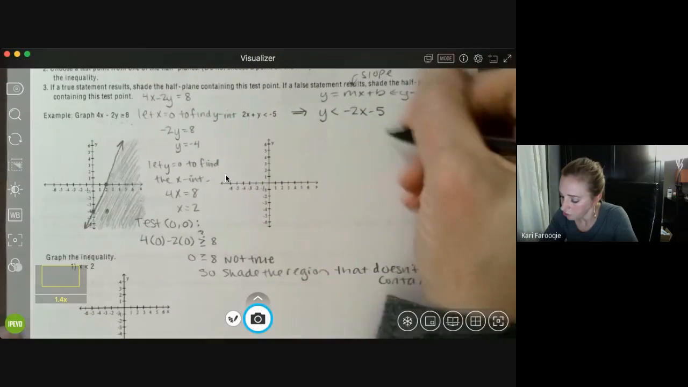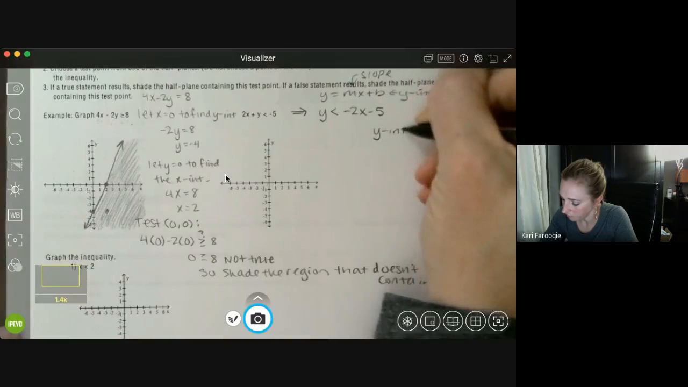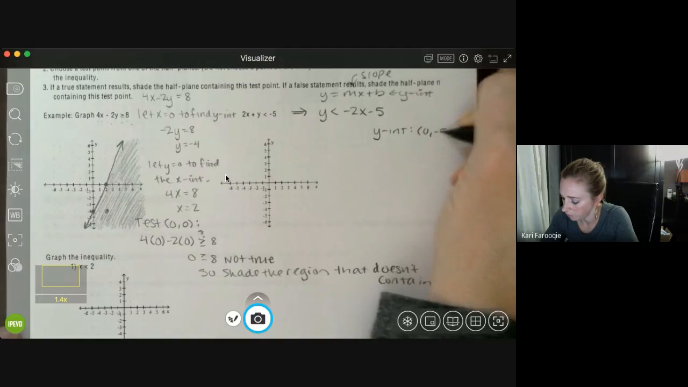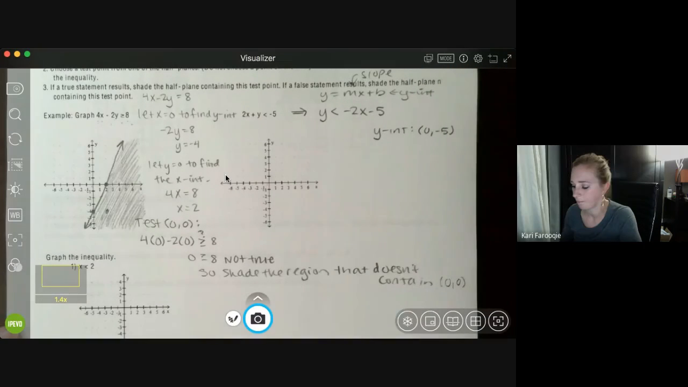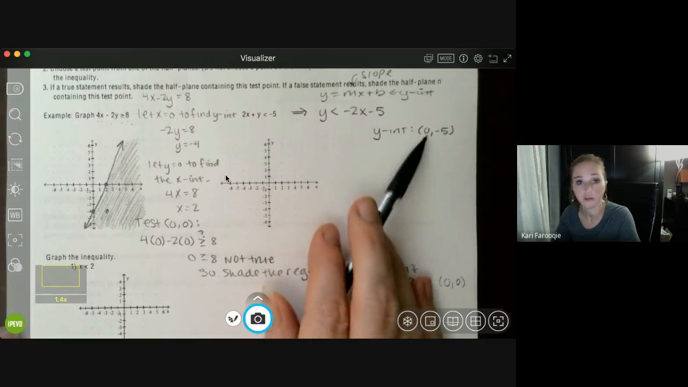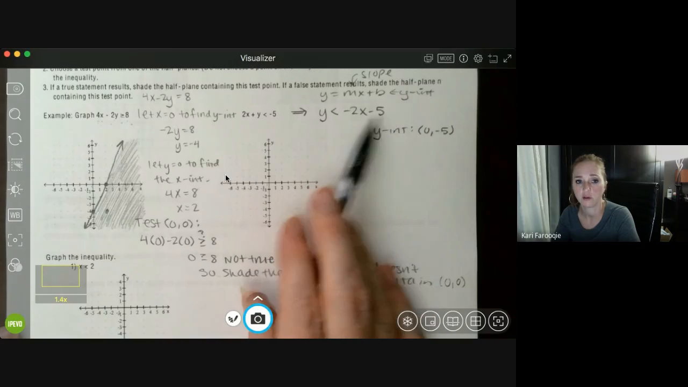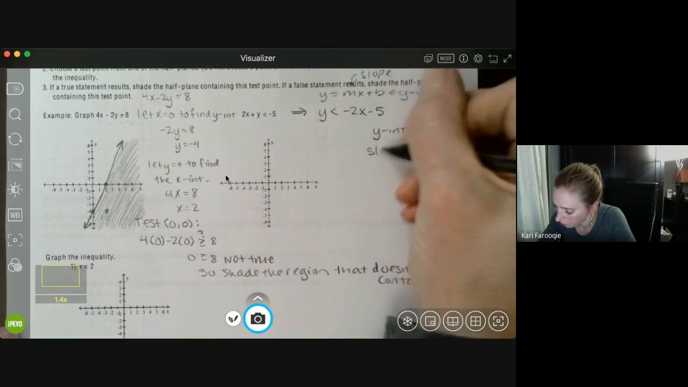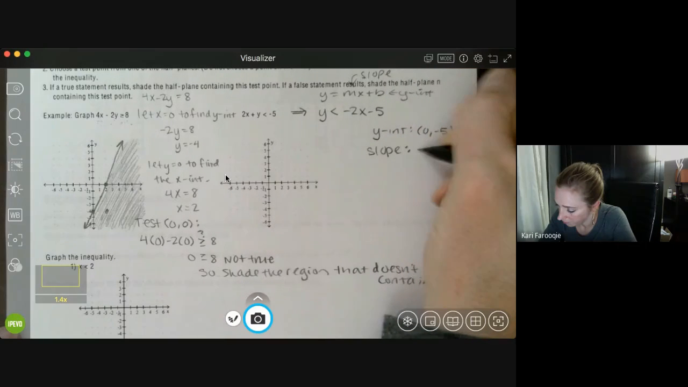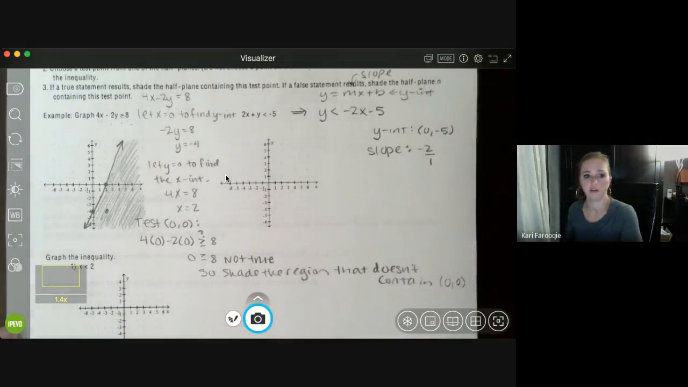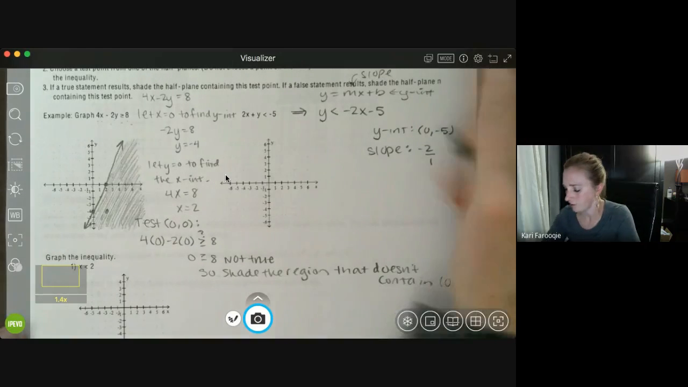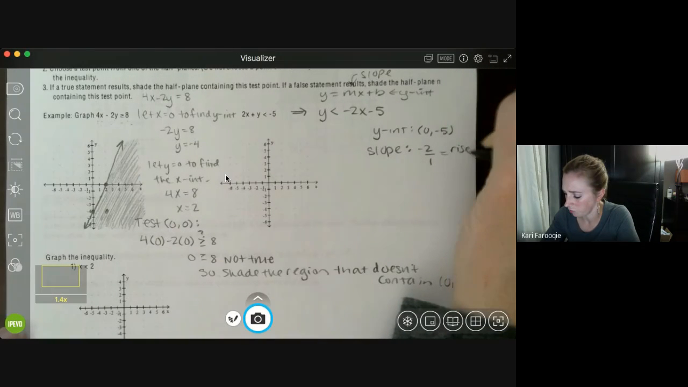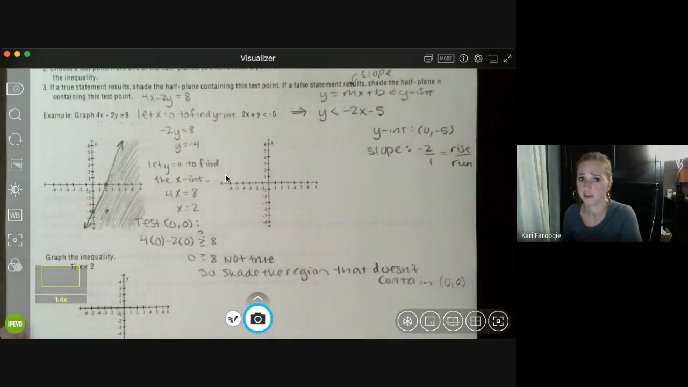So your y-intercept is 0, -5, because the x coordinate's always 0 at the y-intercept. And you have a -5 here, which is really plus -5. And then your slope is -2, which is also -2/1. So we haven't done this in a while. That's your rise over run. If you want to do intercepts instead, be my guest. You pick.